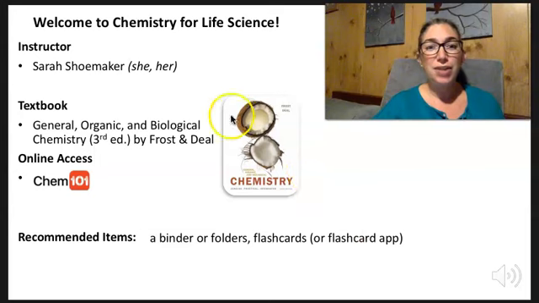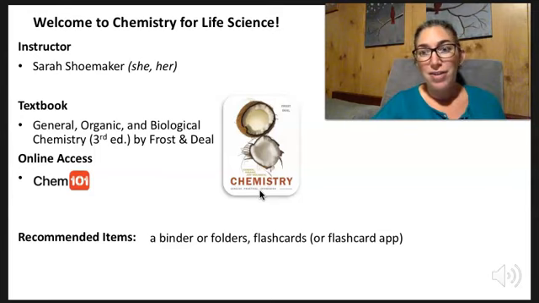Okay, so first things first is the textbook. It looks like this. It's called General Organic and Biological Chemistry by Frost and Deal. I have adopted the third edition, even though there's actually 4 editions of the textbook. The third edition is cheaper, so trying to save you guys some money. For more money saving tips on textbook buying, see the email that I sent you all.